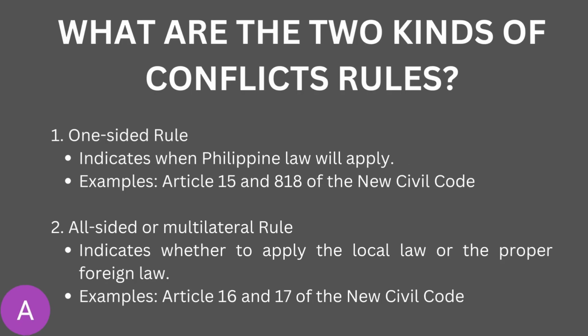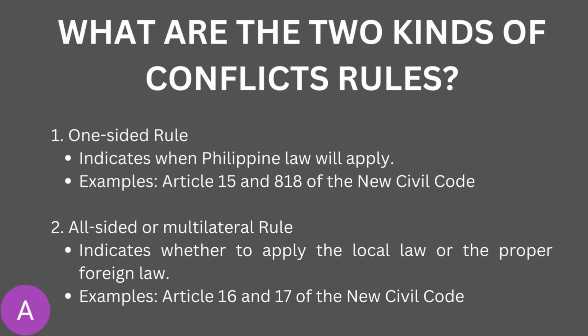What are the two kinds of conflicts rules? First, the one-sided rule, which indicates when Philippine law will apply. For example, Article 15 of the New Civil Code provides that laws relating to family rights and duties, or the status, condition, and legal capacity of persons are binding upon citizens of the Philippines even though living abroad. Article 818 of the New Civil Code provides that two or more persons cannot make a will jointly or in the same instrument, either for their reciprocal benefit or for the benefit of a third person. These provisions apply only to Filipinos.